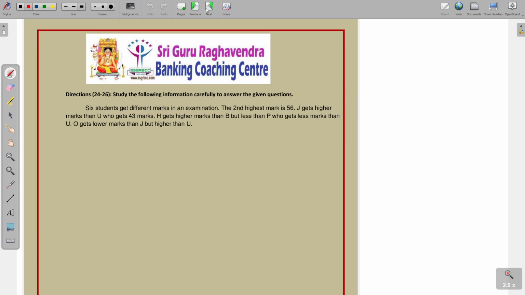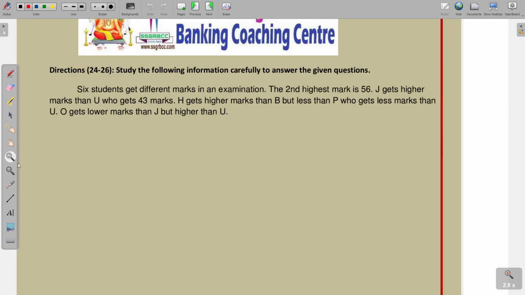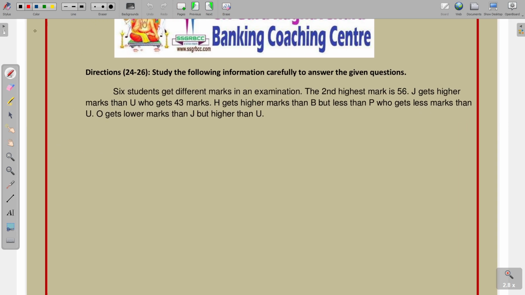Next, study the following information carefully and answer the given questions. See the first one. 6 students got different marks in the examination. So totally 6 persons are there, and it is the minimum and the maximum marks. Next, the second highest marks is 56. J gets higher marks than U, who got 43.